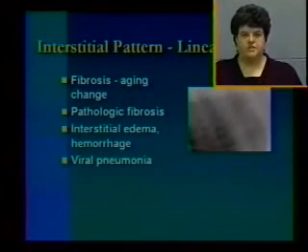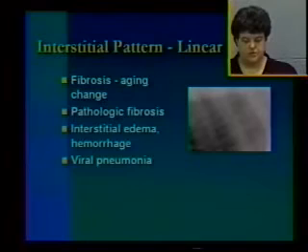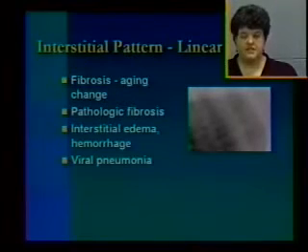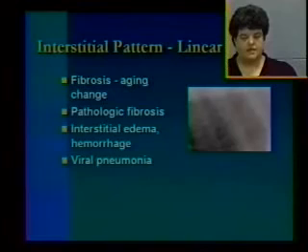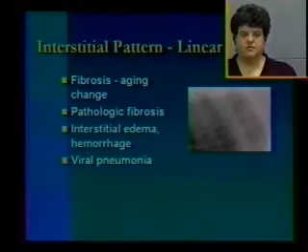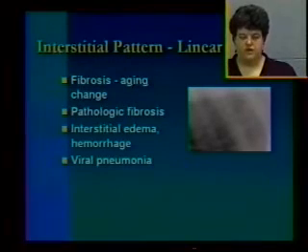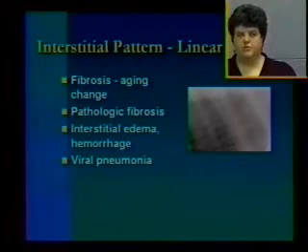This is actually a linear interstitial pattern, and the most common causes are fibrosis. It's just an aging change in the older dog in particular. You can have pathologic fibrosis, or you can have mineralization present within the pulmonary parenchyma. It's commonly seen with interstitial edema or hemorrhage or viral pneumonia. Unfortunately, the list of what causes a linear interstitial pattern is very, very long. So what's important for you to remember is that it blurs the margins of the vessels, so you cannot see the vessels sharply in this caudal dorsal lung field, and that you need the history in order to help you get to the answer in the more severe cases.